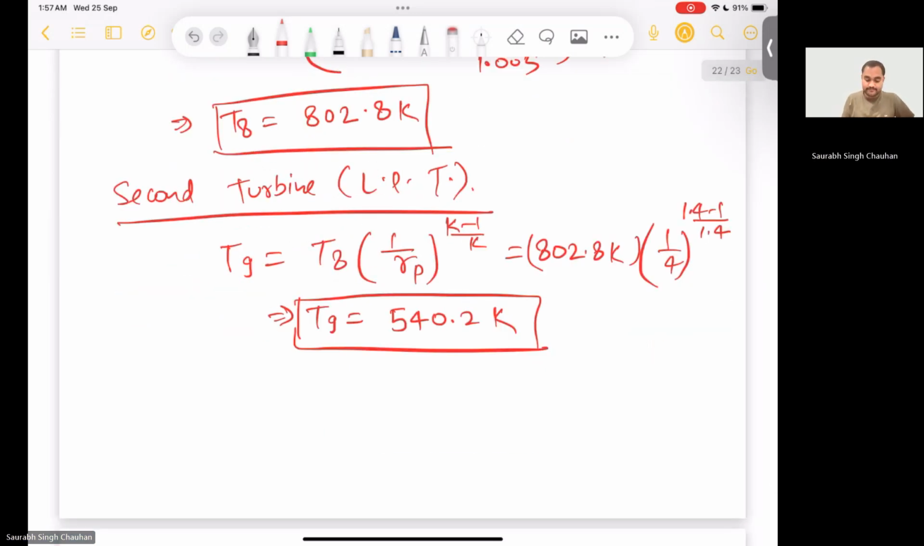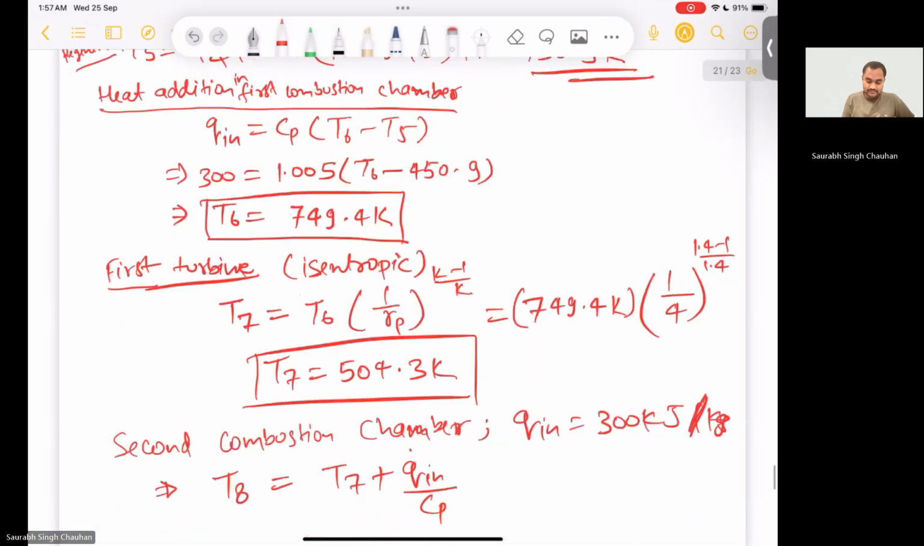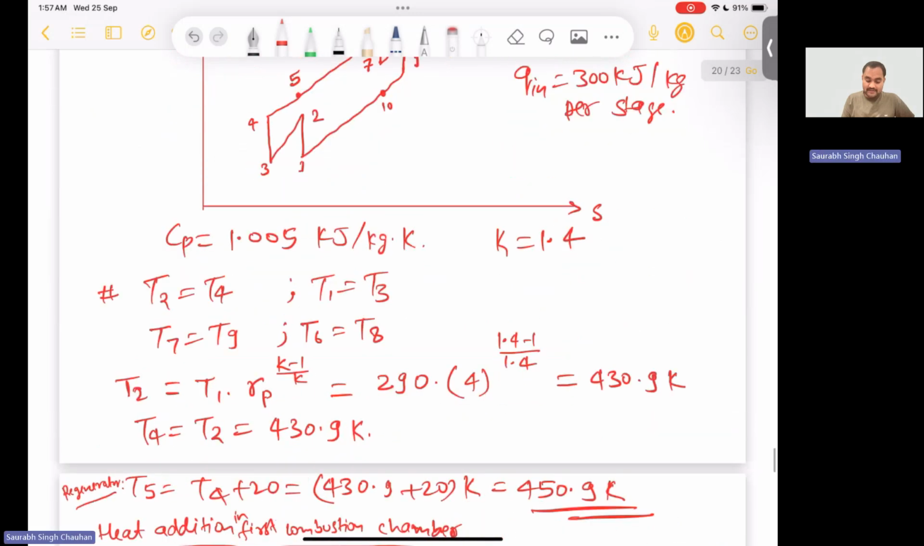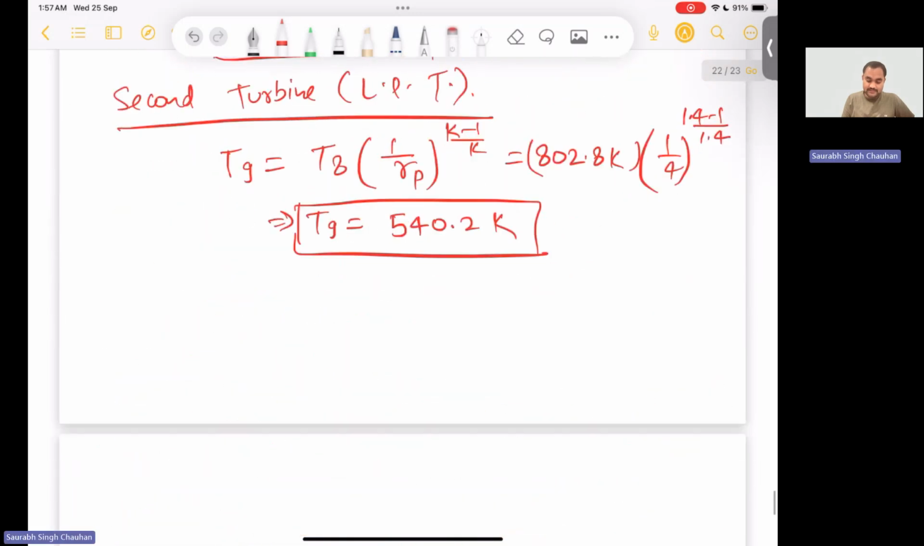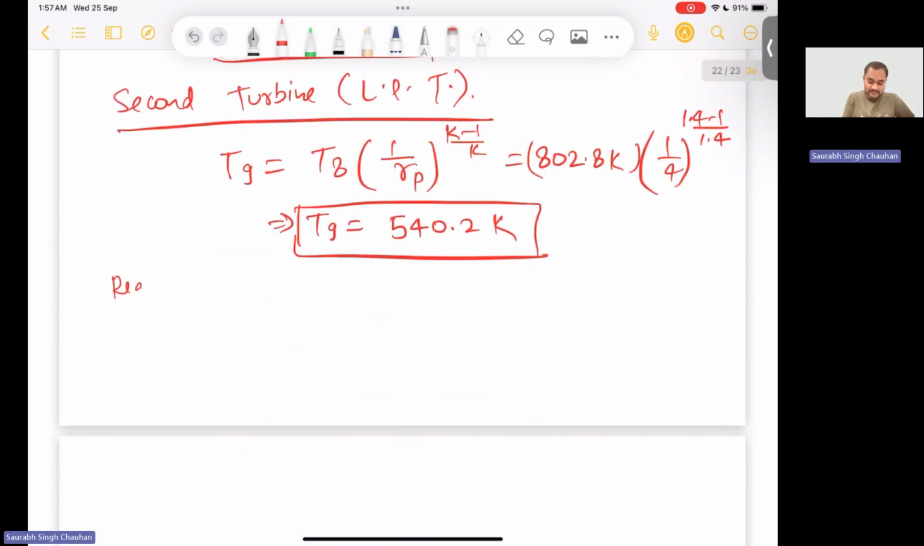So this was our second turbine. After the second turbine, this will go into the regenerator or heat exchanger.